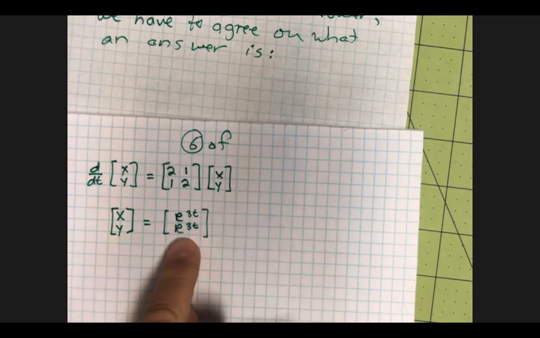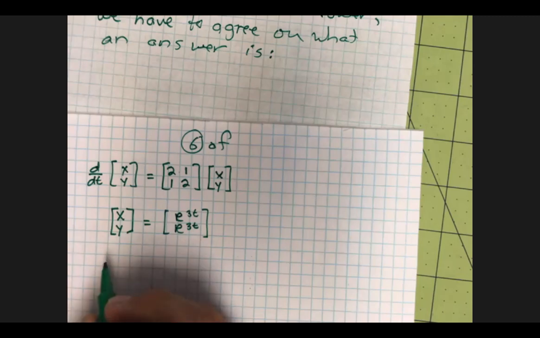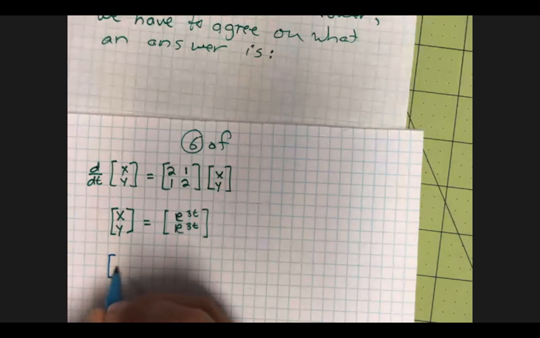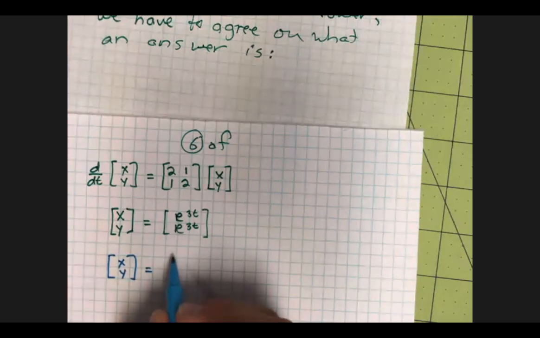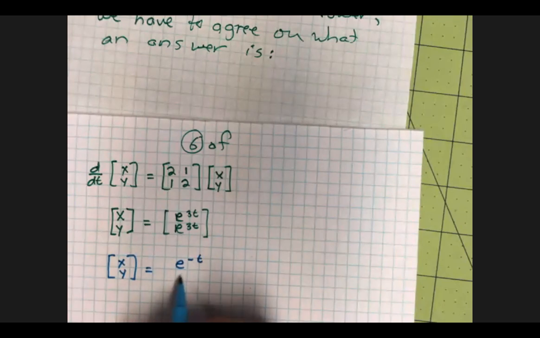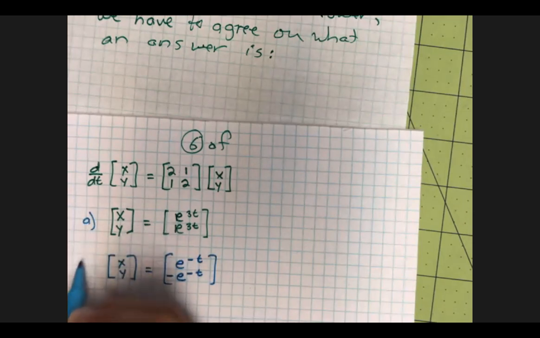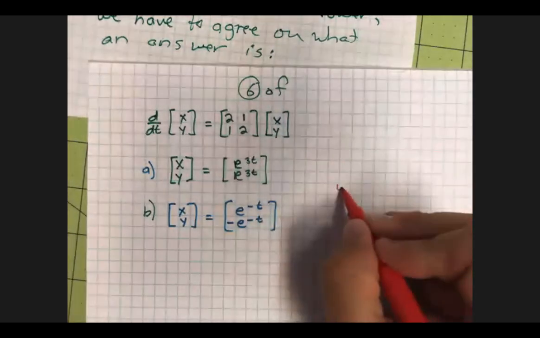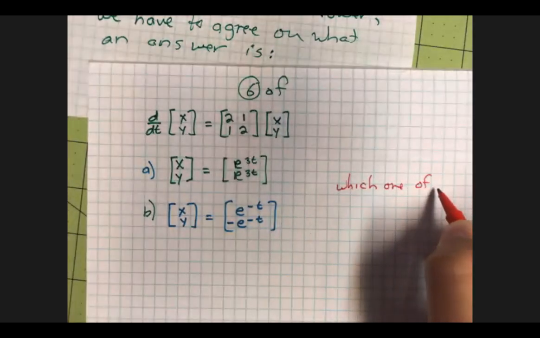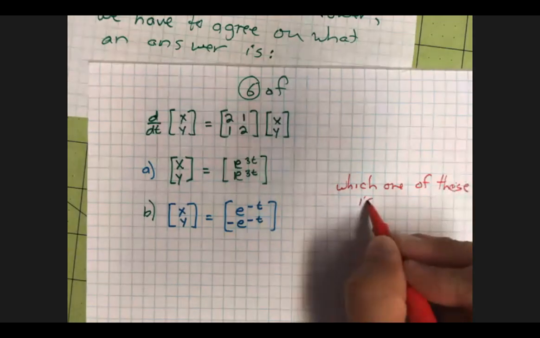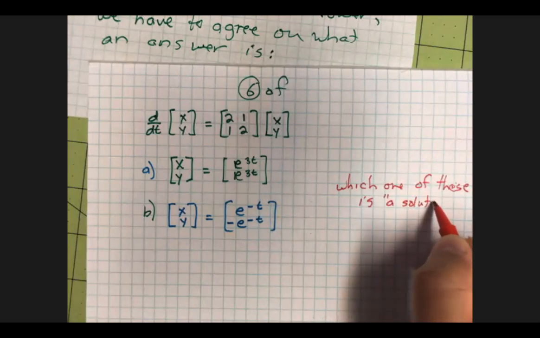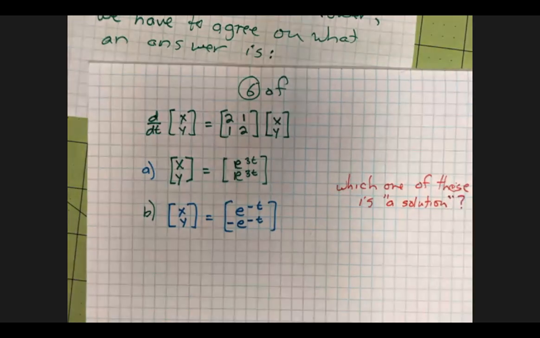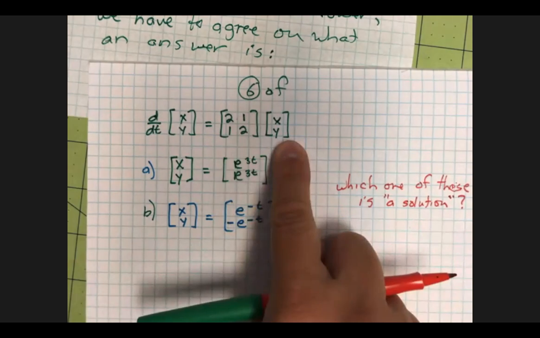So here is a vector function. x equals e to the 3t, y equals e to the 3t. Here's a vector function. x equals e to the minus t, and y equals minus e to the minus t. Which one of these is a solution? That sounds like a very simple question, but it's going to illustrate something really, really important. So which one of these is a solution to this problem? Only one of them is.